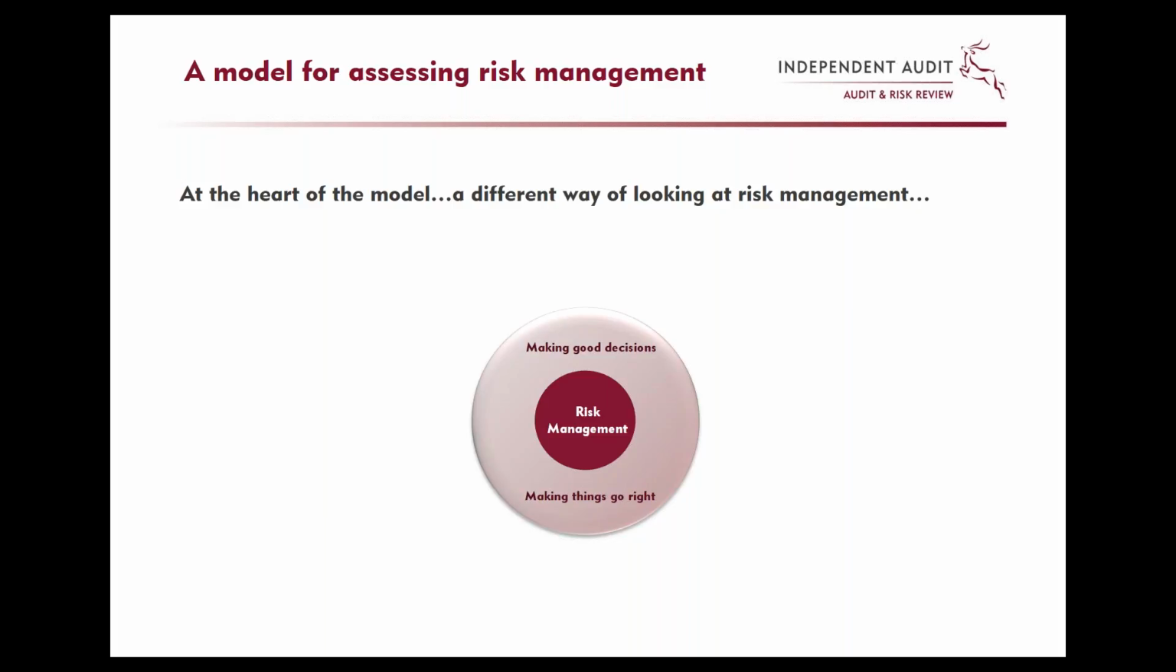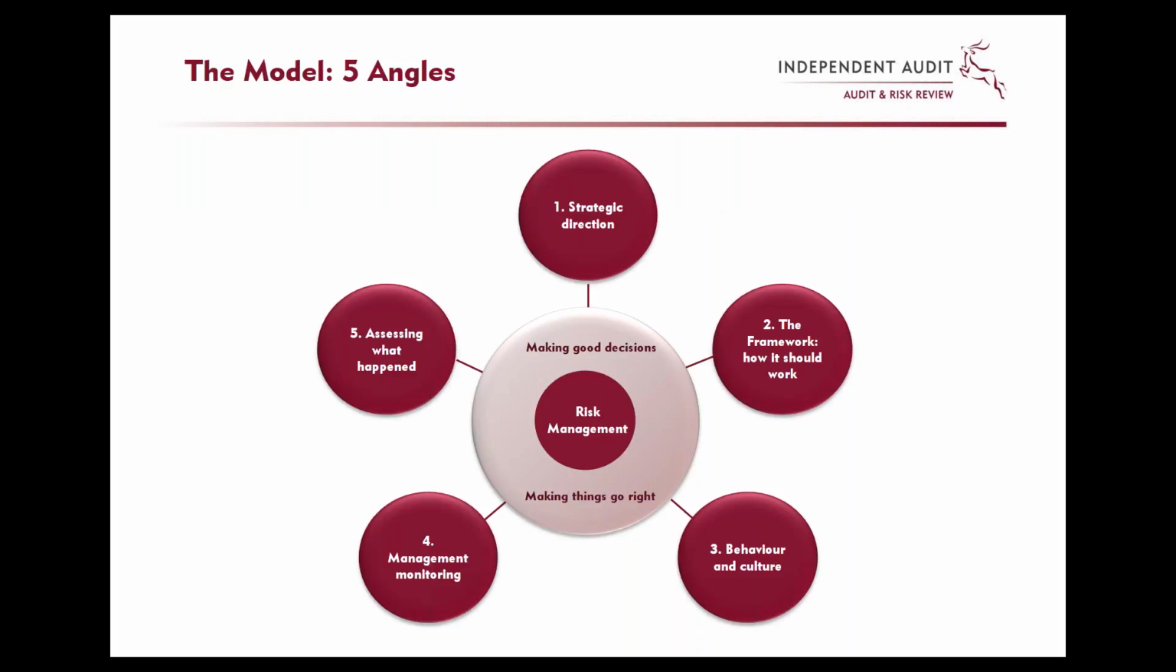Well, here's the heart of the model. You've got the risk management definition, and around that, this is our model for looking at risk management effectiveness. There are 5 angles to it that you can see, starting at the top there with strategic direction. And I'm just going to walk you through these quite quickly from 2 different perspectives. First of all, the question of what do we actually need to have in place around each of these different angles. And then secondly, when we actually assess effectiveness, what do we need to look at? What are we actually looking for?